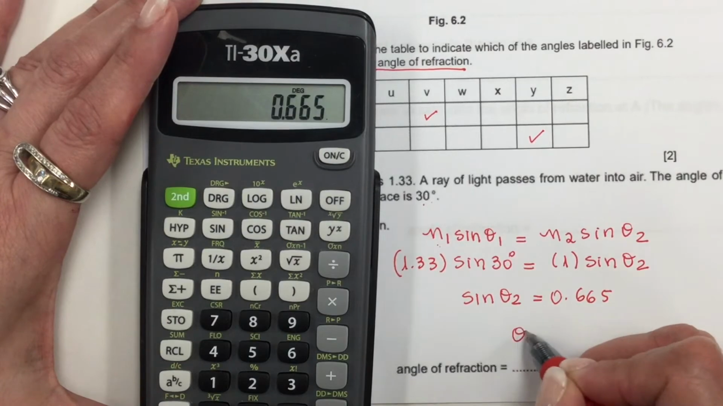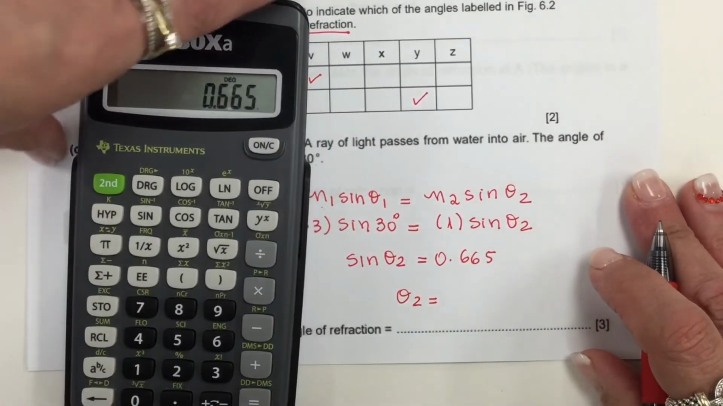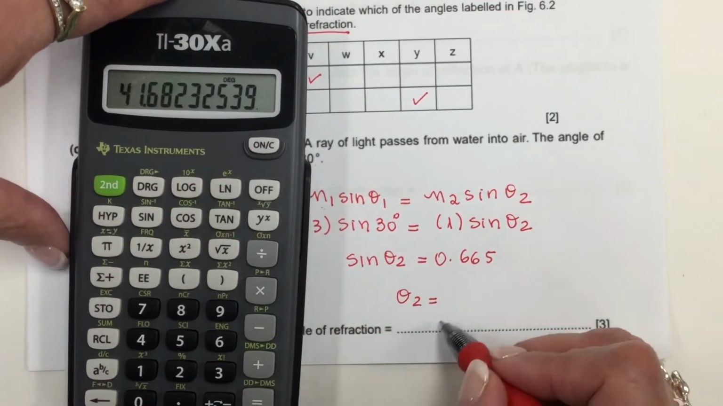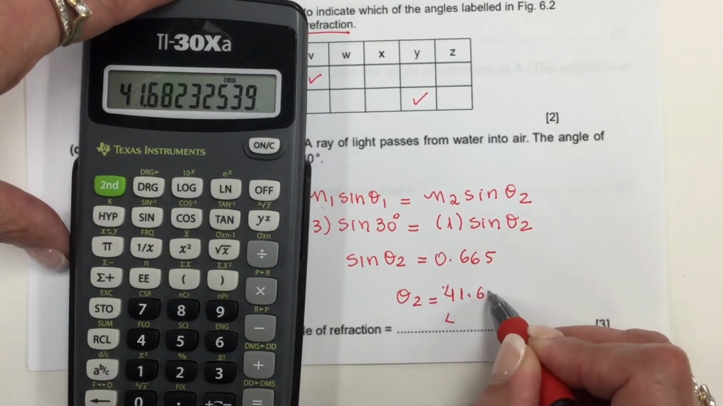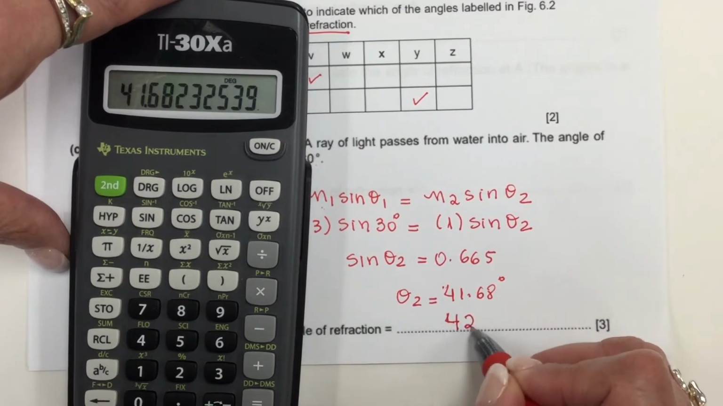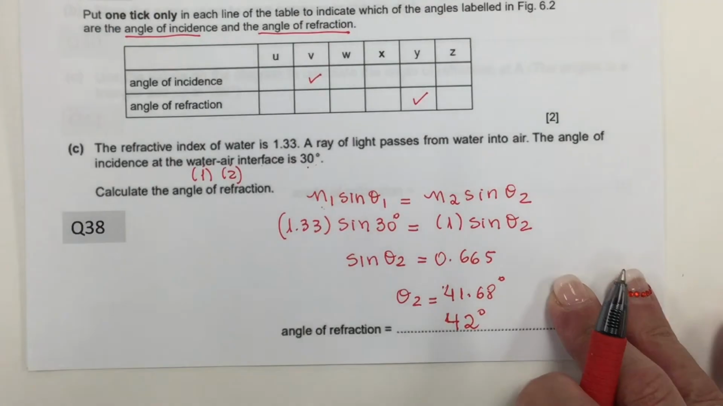0.665. So my angle is the inverse of a sine of this value, which is 41.68 degrees. Okay, so if you guys want to write 42 degrees is fine, or this number is fine. I did not deduct any point for this.